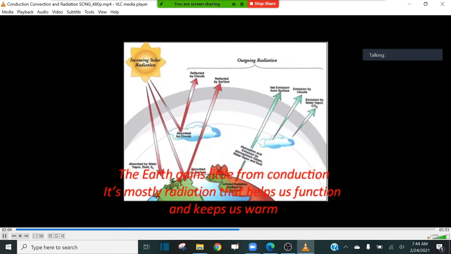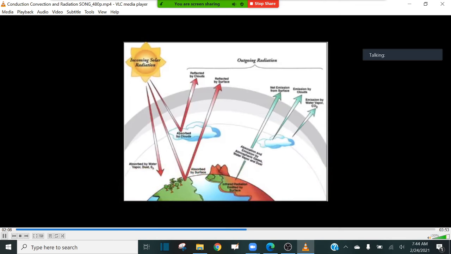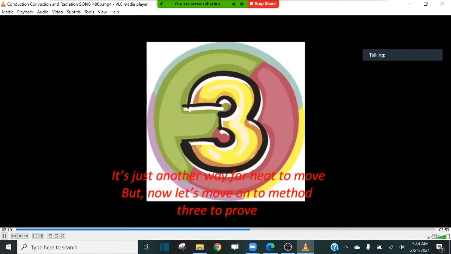The earth gains little from conduction. It's mostly radiation that helps us function and keeps us warm. It's just another way for heat to move. But now let's move on to method 3 to prove.